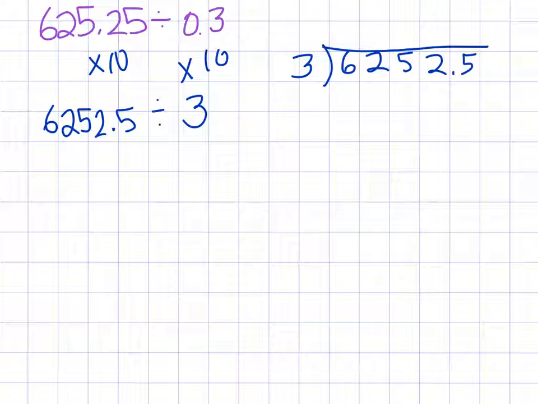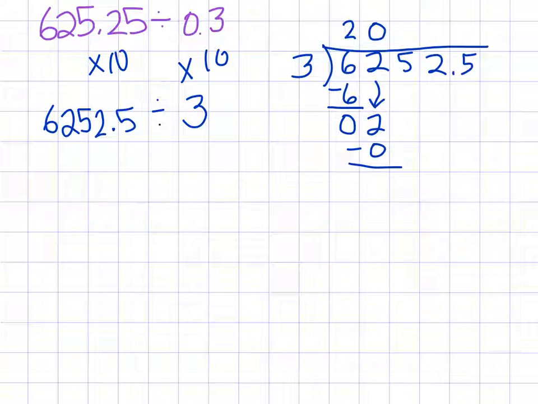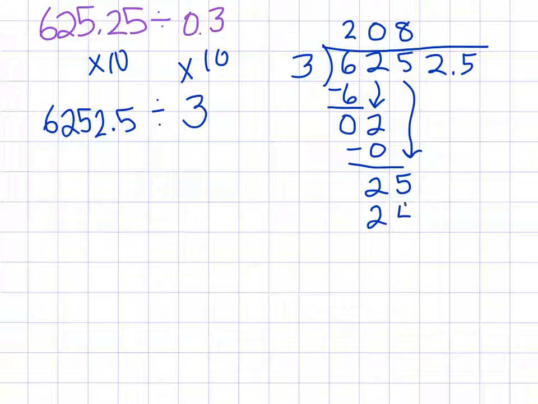So 3 divides into 6 2 times. 3 times 2 is 6. The difference is 0. I have to bring down my 2. 3 goes into 2 0 times. Now if you want, you can do the math, but you really don't need to. You can just bring down that 5 at any time. So now I'm looking at 3 going into 25. 3 goes into 25 8 times, because 3 times 8 is 24. I'll do the subtraction, bring down my 2.